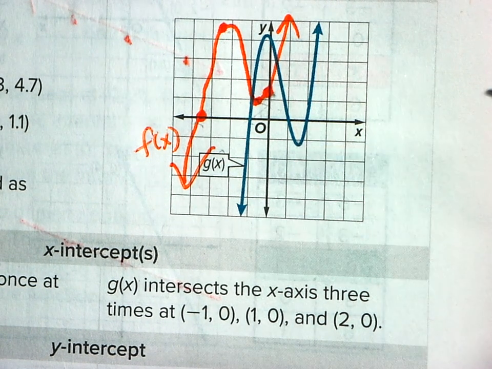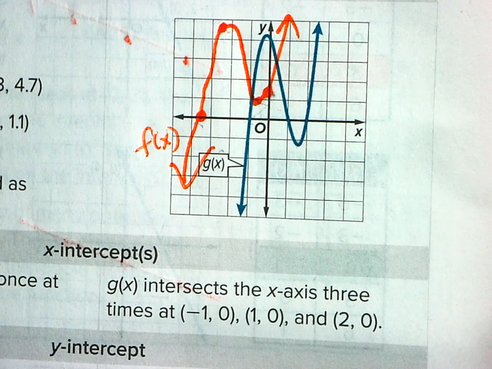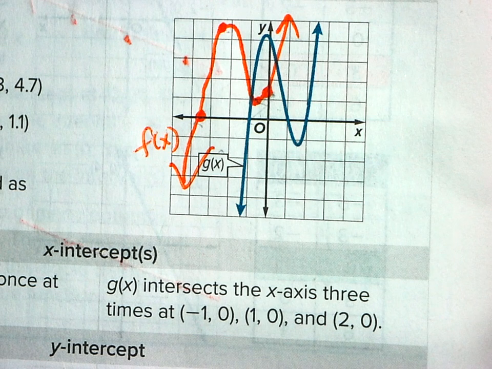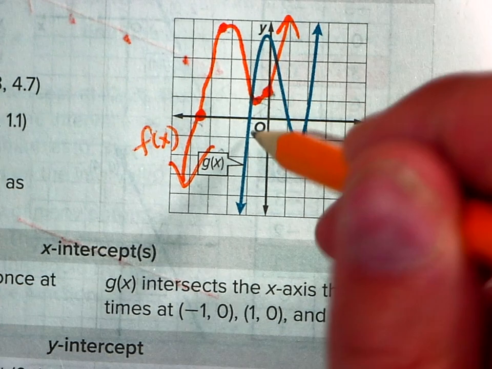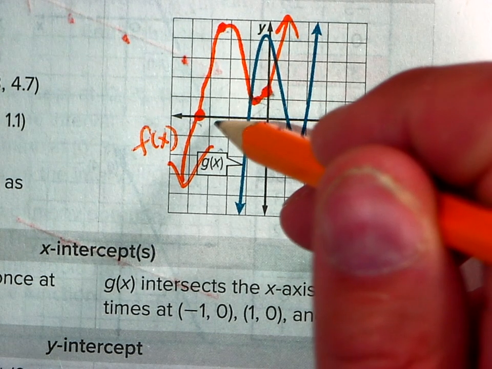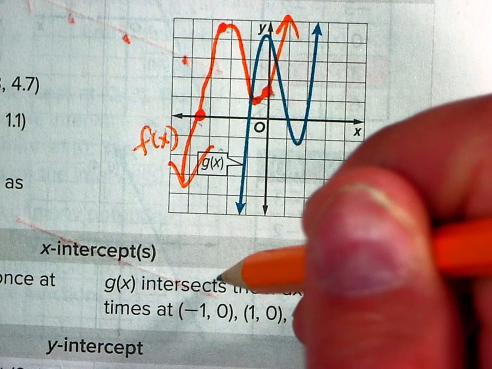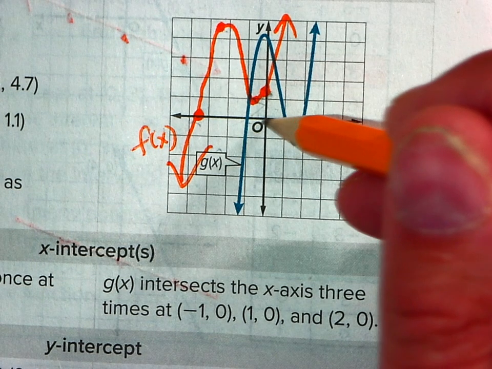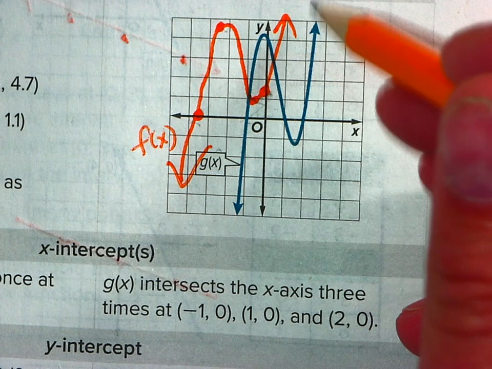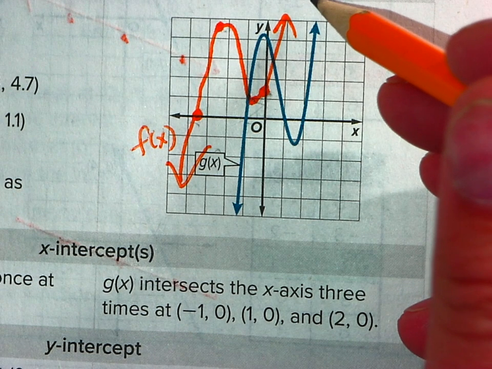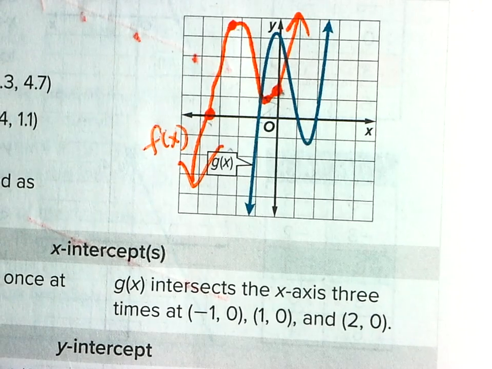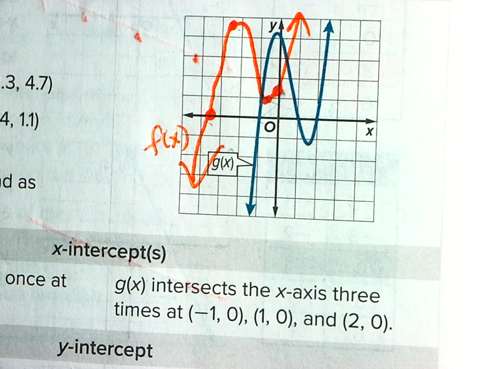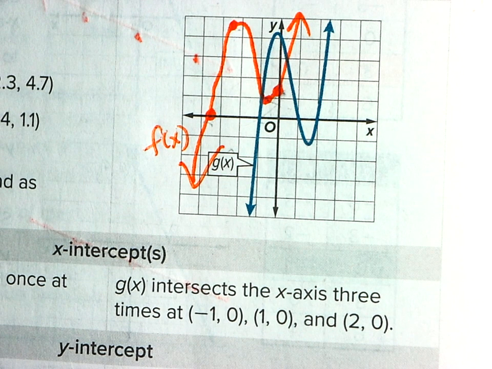The two functions have blank end behavior. The same or different? Well, let's think about it. As I go from the center, as I go to the left, both graphs go down. From the origin, as I go to the right, both graphs go up. So they are the same. Shelley, do you have any questions? Anyone else have any questions?